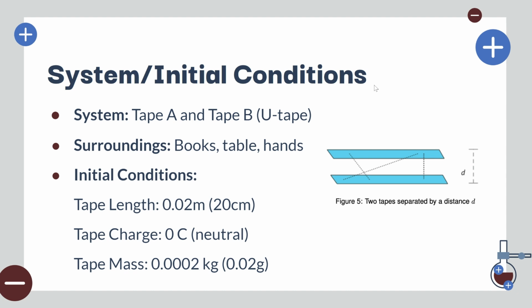Our system we defined to be tape A and B, which was the U tape. The surroundings were everything else, like the books, table, and our hands. The tape length was 0.02 meters. It started neutrally charged, so 0 coulombs, and 0.02 grams was the mass, or 0.0002 kilograms.